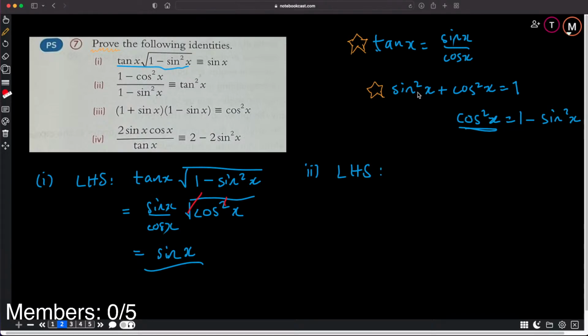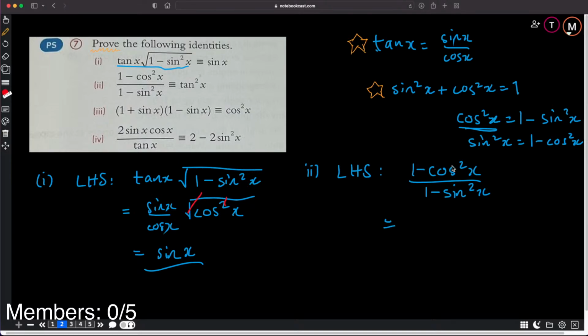Remember we said sine squared x is equal to 1 take cosine squared x. So I'm going to write the whole thing out again and then make those substitutions. So 1 take cosine squared x is sine squared x. That's just a rearrangement of this identity, sometimes called the Pythagorean identity, or the trigonometric Pythagorean identity.